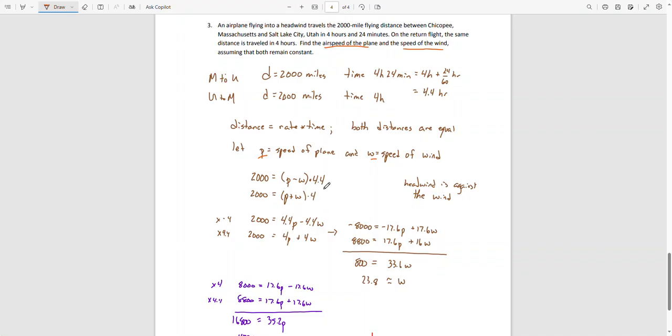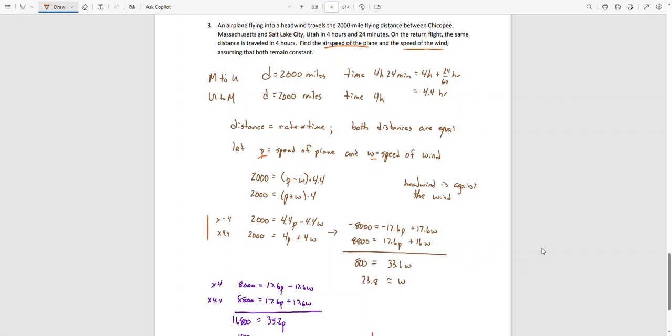Let's write those out. I multiplied by 4.4 through, and I multiplied the second equation by 4. So now I have my two equations. 2,000 equals 4.4p minus 4.4w. And 2,000 equals 4p plus 4w. Somehow this is all going to work out.